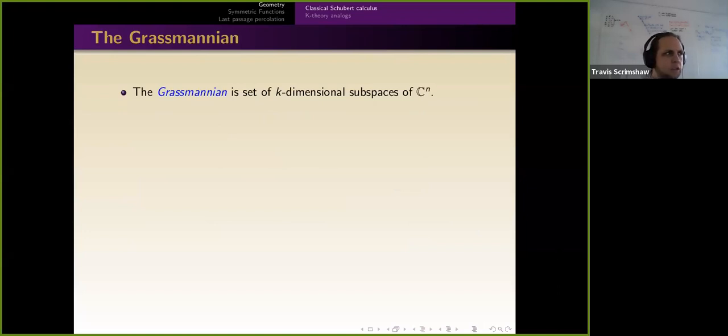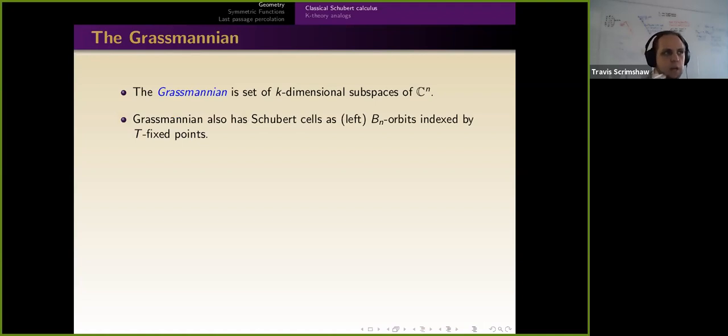But for this talk, I'm not going to care so much about the full flag variety, but what you could call a two-step flag variety, where I start with the trivial subspace, and then I have a k-dimensional plane in between it, and then I have the full C to the n, that full vector space. I want to look at the set of all of these, and this is the Grassmannian. In the same way, we can produce orbits under the upper triangular matrices, and they're indexed by the torus fixed points. We can do all of that geometry that I was talking about earlier.